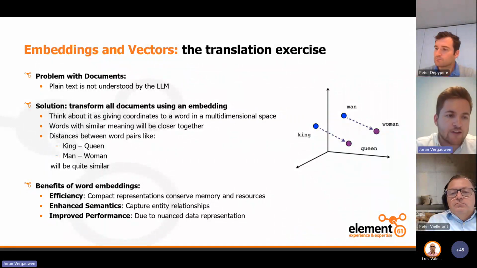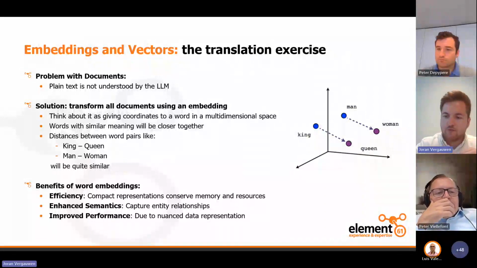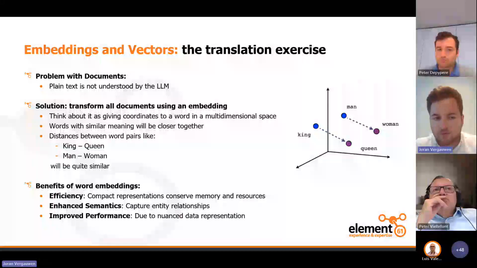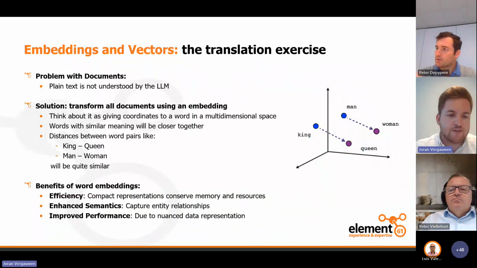So basically, what are the benefits of having these embeddings? It's very efficient, because we can store words as a series of numbers instead of the words themselves. We also have enhanced semantics, because we are using these dimensions to capture the meanings of those words. And we also have improved performance, because we now have one type that we put all our words in, which is this dimension, a very nuanced representation.